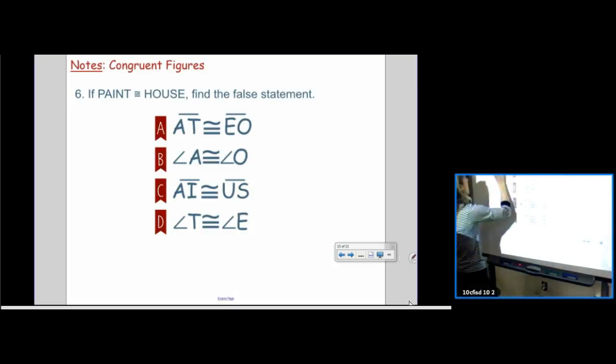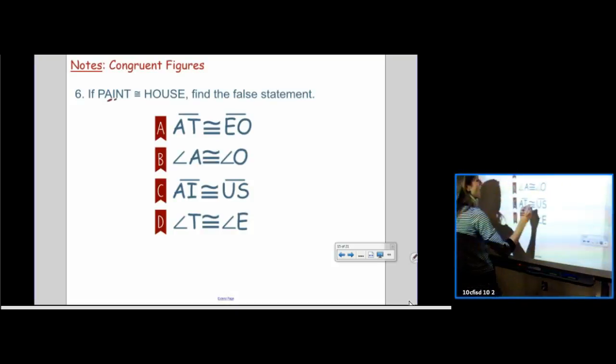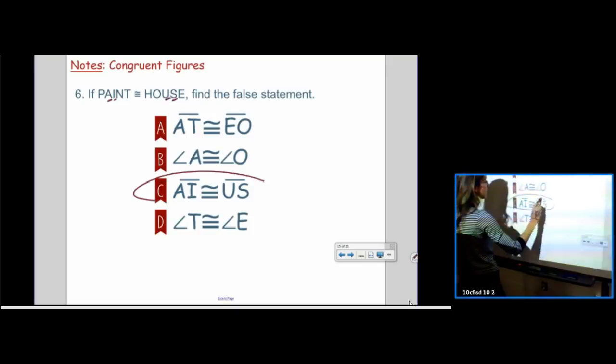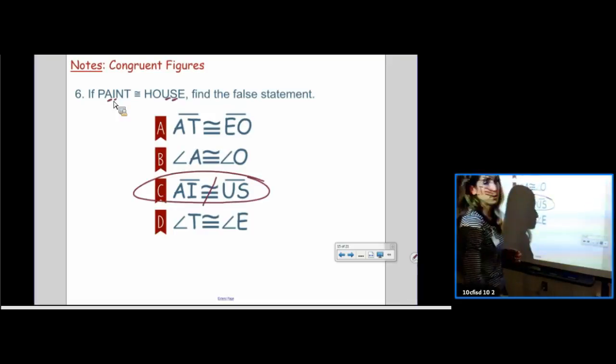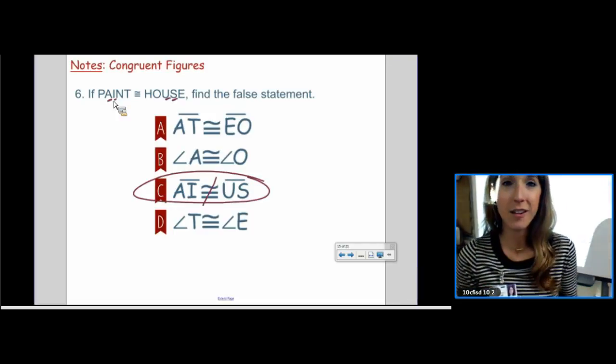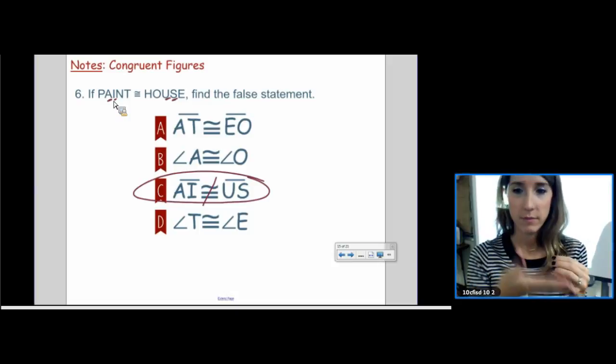But the second pair is listed second and third, and the other is listed third and fourth. So this one is not a true statement, and the symbol for not congruent is actually a congruent symbol with a slash through it.